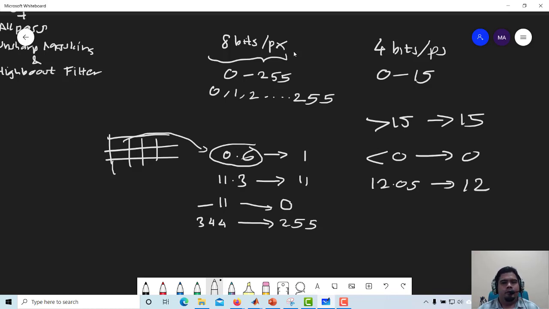I hope you are clear about this, because this is how the programming part actually works. When you do the simulation in MATLAB, when MATLAB gets a certain number which is a floating number, or more than the maximum intensity value, or a negative number, it will automatically convert it into the given range, the given intensity level resolution. So I hope that you are clear about this.